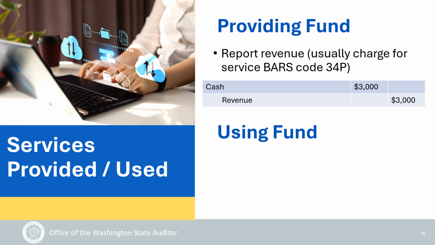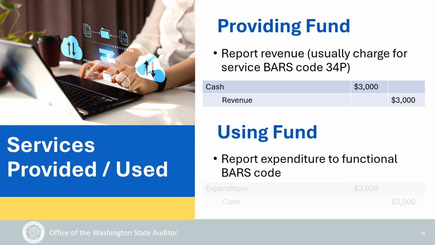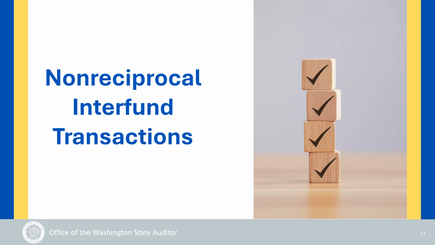The fund that receives the services debits an expenditure. The fund will just use their normal functional expenditure codes, just like if they had purchased the goods or services from an external vendor. That's it for reciprocal transactions. Now let's take a look at the non-reciprocal interfund transactions, transfers and reimbursements.